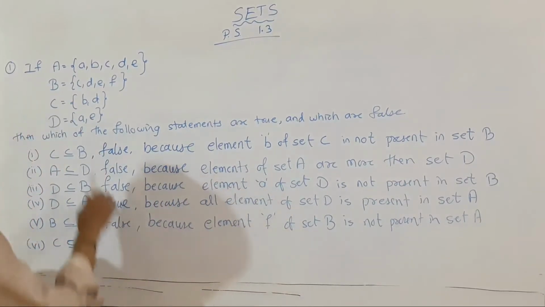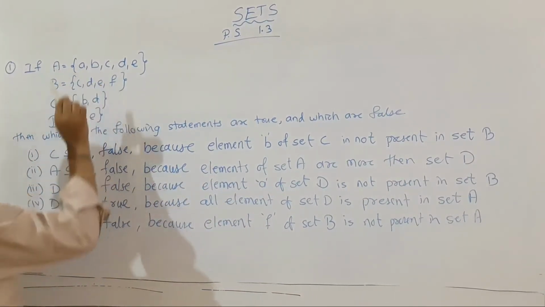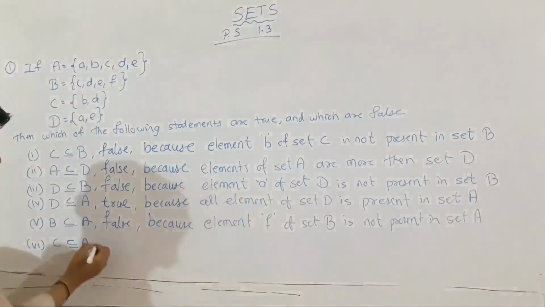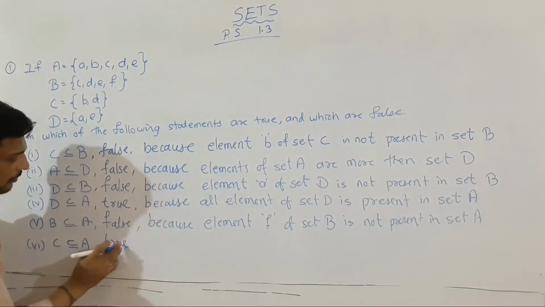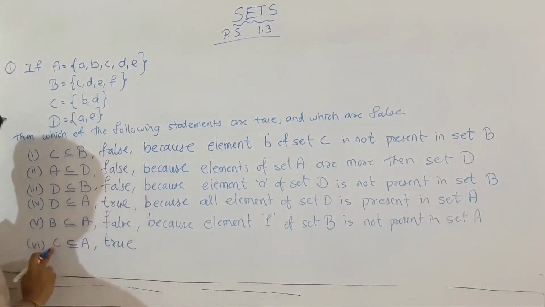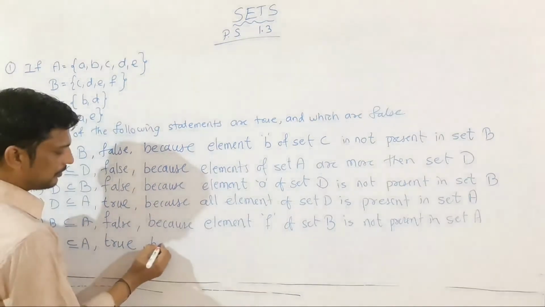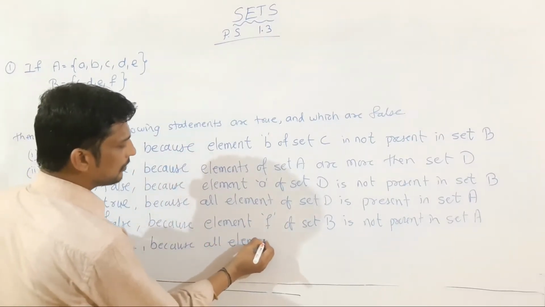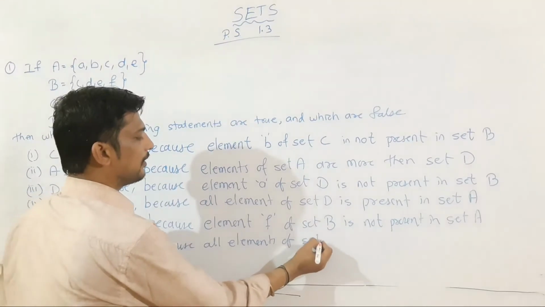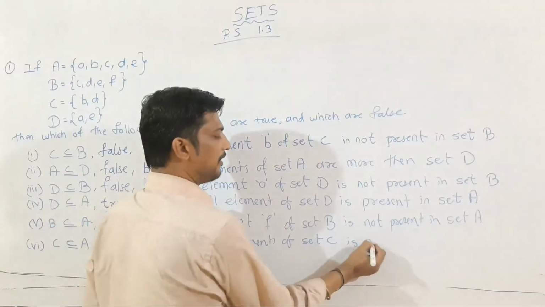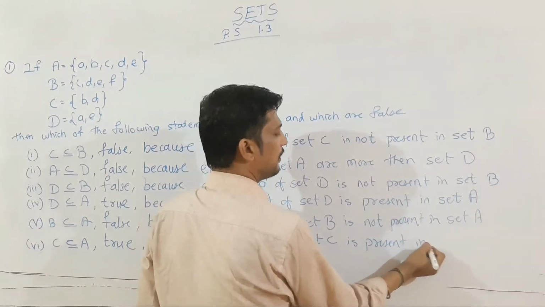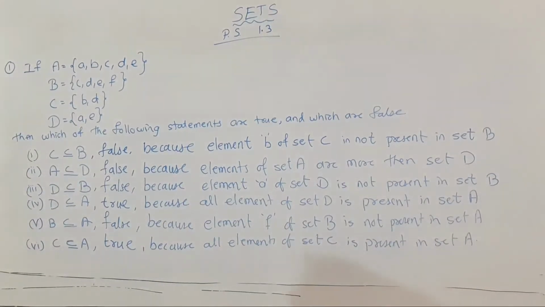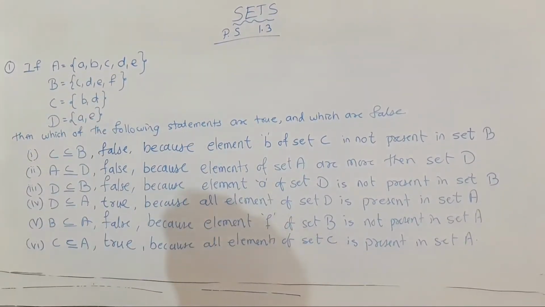Let us check whether it is true or false. C and A. B is there? Yes. B is there? Yes. Yes, all the elements of C are present in A, isn't it? So, it is true. What is true? C is subset of A is true. Why? Because all the elements of set C is present in set A. So student, this is all about our first question.